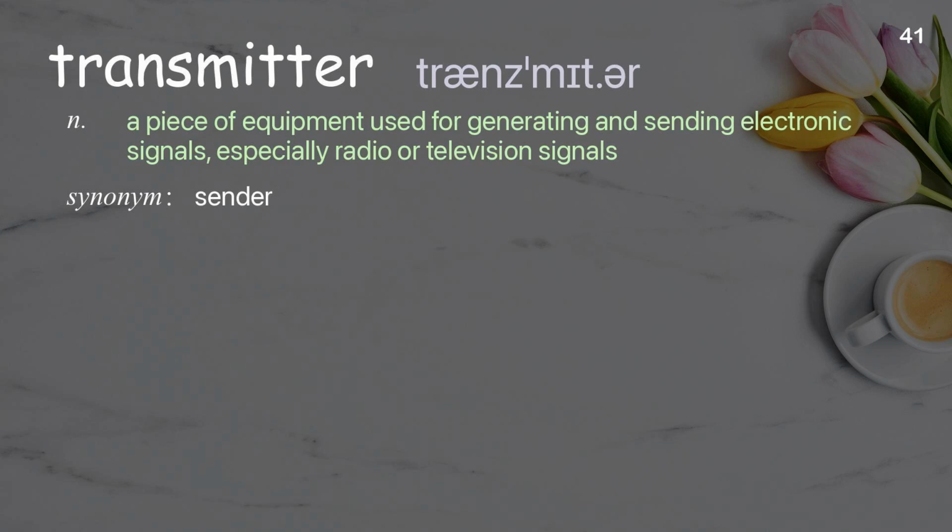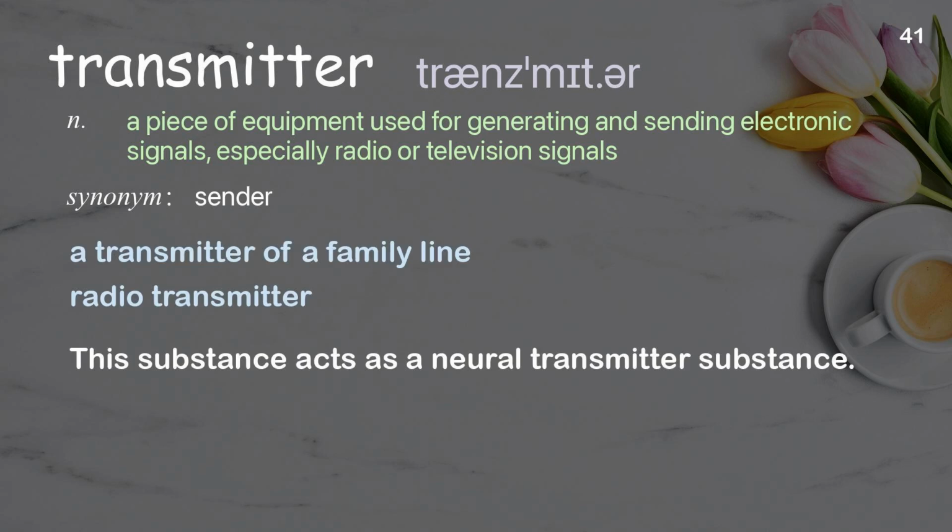Transmitter. A piece of equipment used for generating and sending electronic signals, especially radio or television signals. Examples: a transmitter of a family line, radio transmitter. This substance acts as a neural transmitter substance.